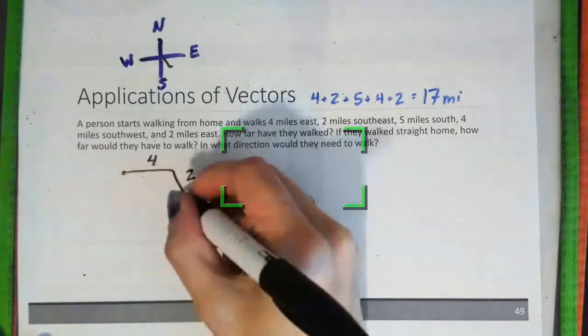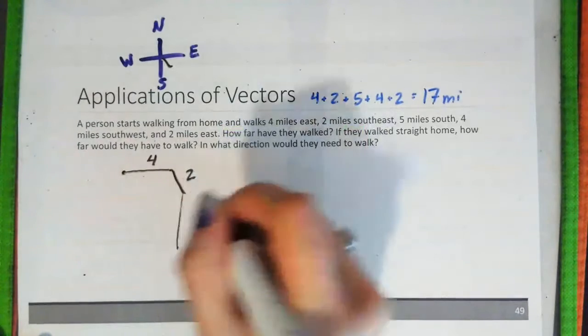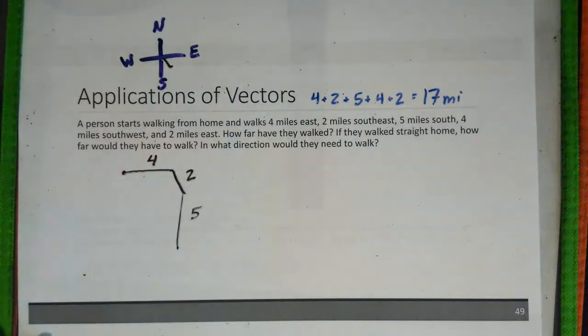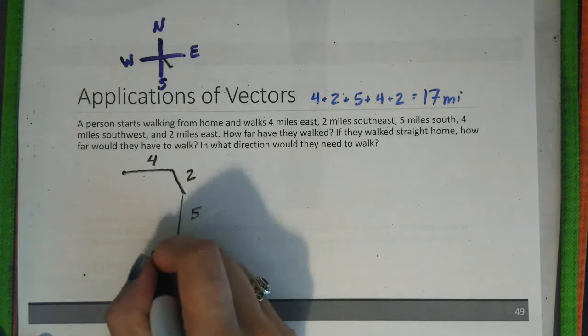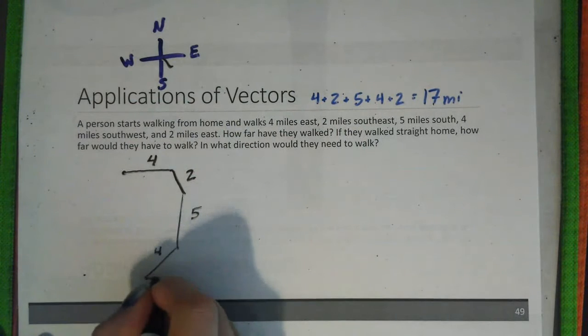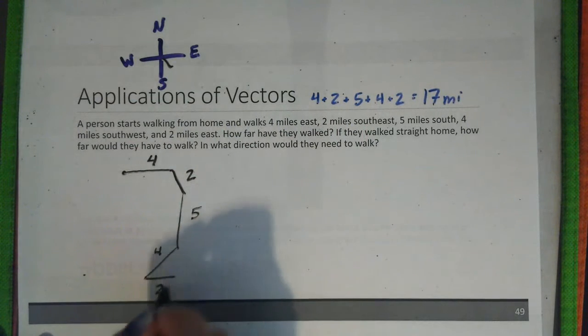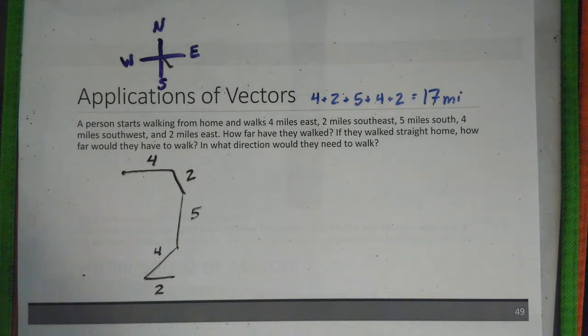Then we're going to go 5 miles south. 4 miles southwest. And then 2 miles east. It'll look something like that.